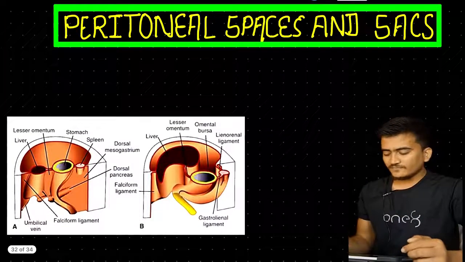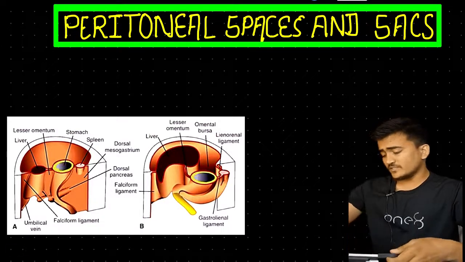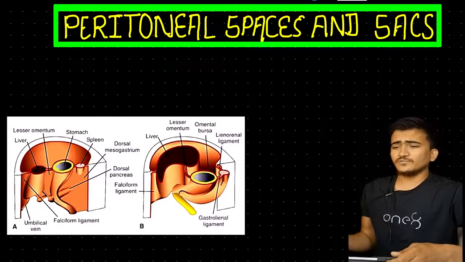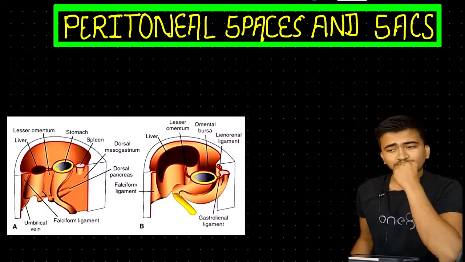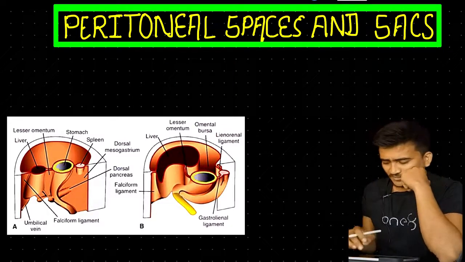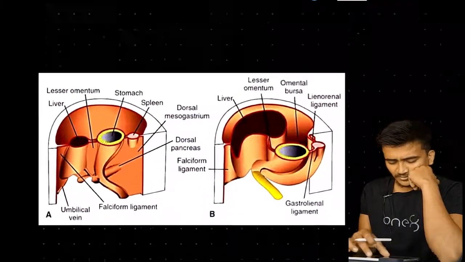So the topic of discussion is peritoneal space and sacs. Under this topic we will be talking about the different sacs and spaces present in the peritoneal cavity. Before getting into this topic, I would like to take you toward this diagram.